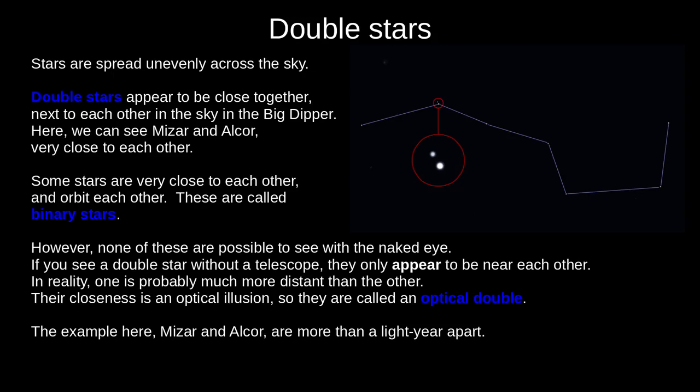Stars are spread unevenly across the sky, and sometimes we see two next to each other. These are called double stars. However, they're not really next to each other, as they are at different distances from us, such as Mizar and Alcor in the Big Dipper, which are more than a light year apart. Some stars are actually next to each other, in orbit around each other. These are called binary stars. However, these are too close for the human eye to distinguish, so any double stars you see without a telescope are called an optical double.